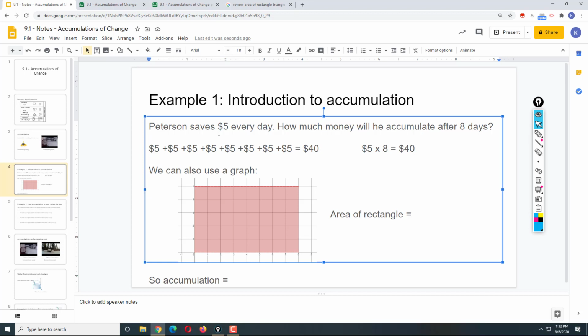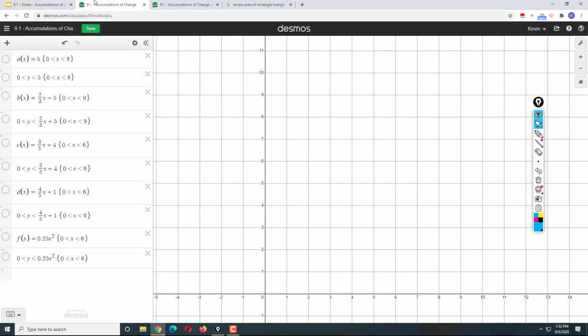But we can also use a graph. Here is our function for the rate of change, how fast Peterson is accumulating money. The function is just a of x equals 5, because he saves $5 every day. To figure out the accumulation looks like this.